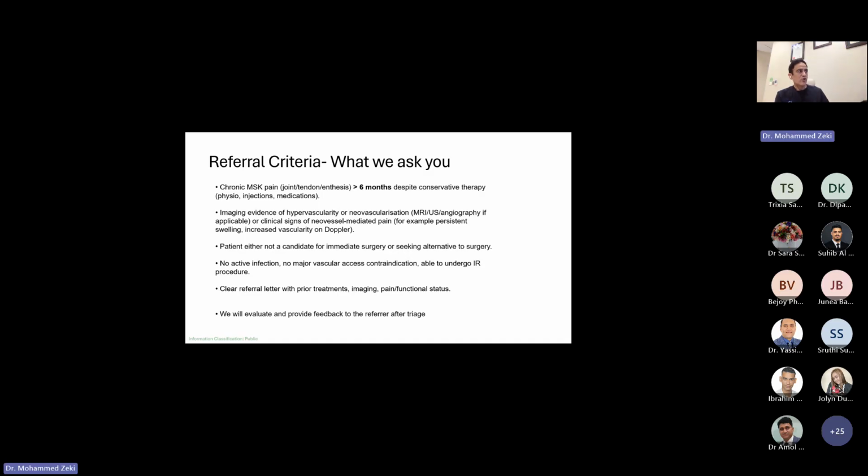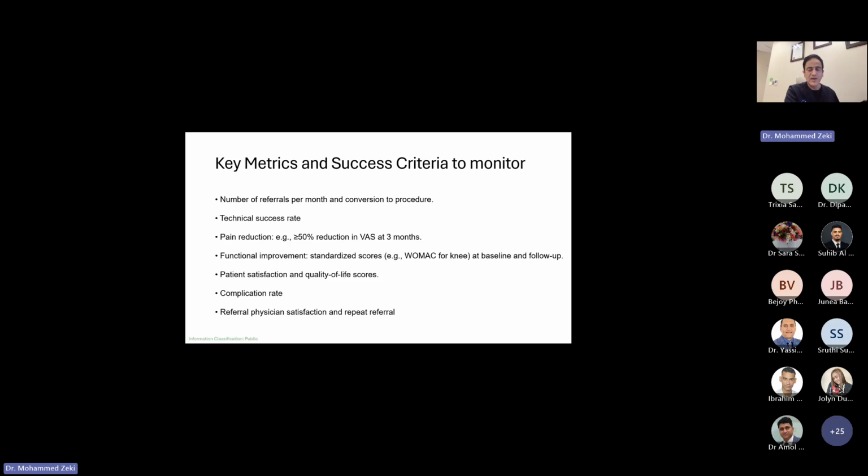Patient either not a candidate for immediate surgery or seeking alternatives, simply they don't want surgery. We don't want to lose this patient as well. And there is no active infection, and they are able to go for an IR procedure. A clear referral letter with the prior treatment if the patient comes from another hospital, and we will evaluate and give our opinion. So what we're going to observe is the conversion rate from referral to procedure.